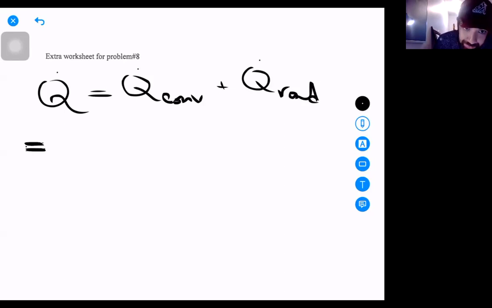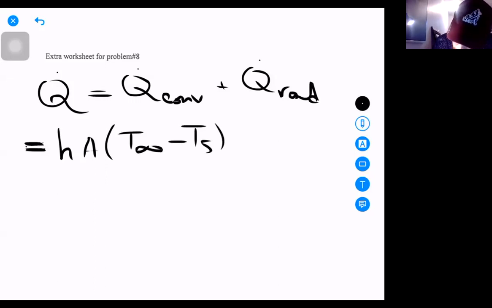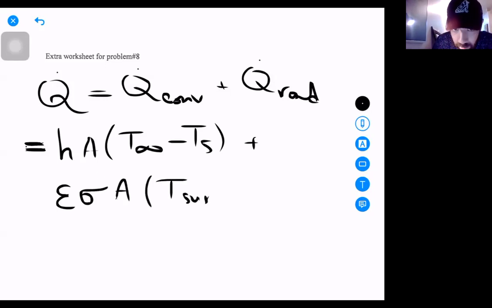So h times area times T of surrounding minus T of surface, plus the radiation, which is epsilon times sigma times area times T of surrounding to the power of 4 minus T of S to the power of 4.